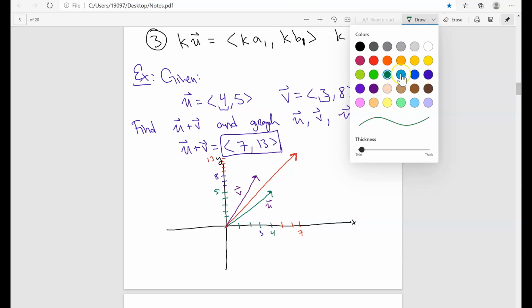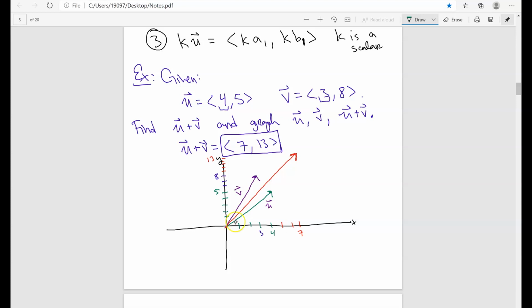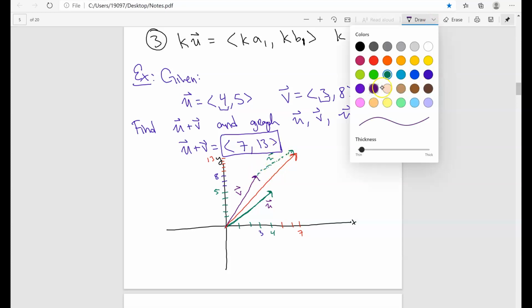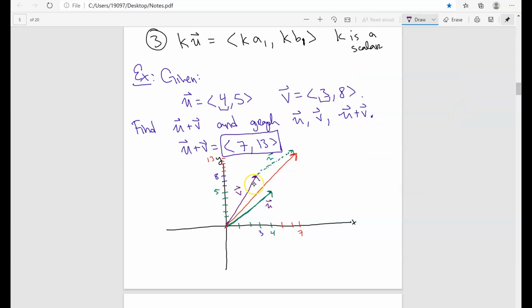Remember that vectors, we can just move them. So I can move this vector u up here. So this guy right here is also vector u. Okay, so this is vector u. And then you can also move this vector right here, this one up here. So this guy is also vector v. And you can see that this looks just like a parallelogram.